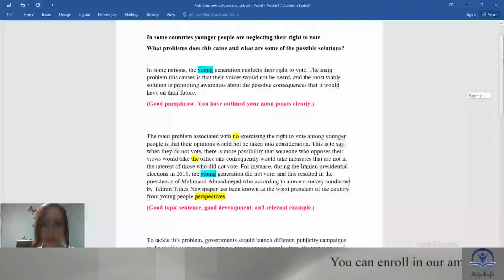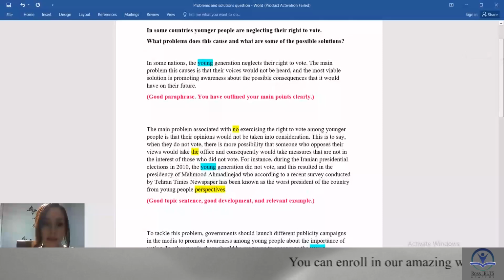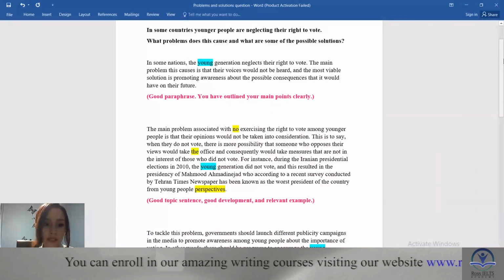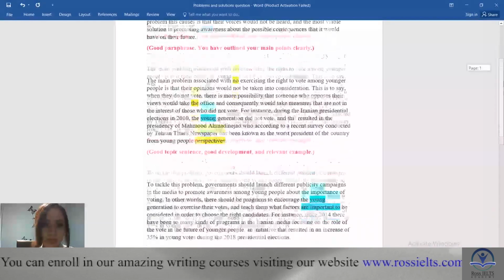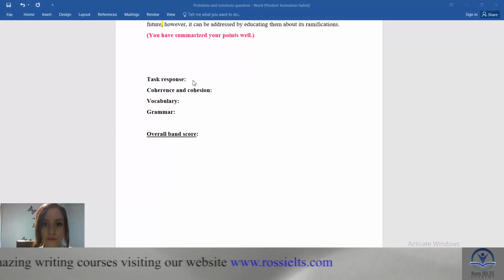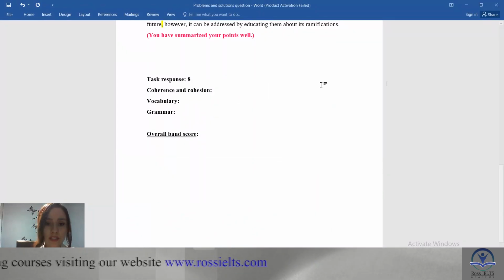So basically, when I look at the paragraphs and everything that was written in each paragraph, I can say that task response in the whole essay is really good, and the score for task response would be 8.